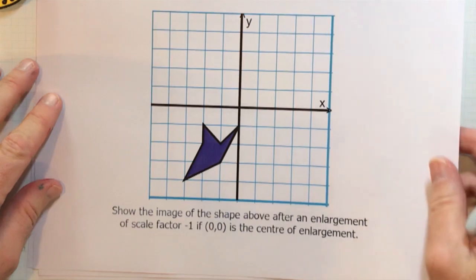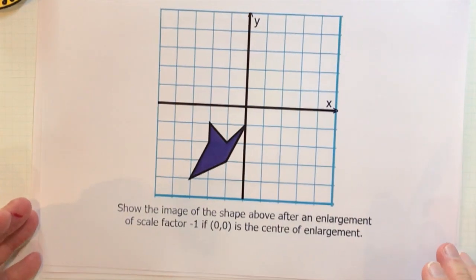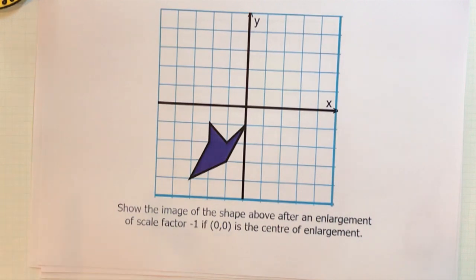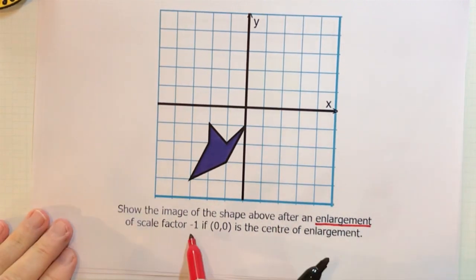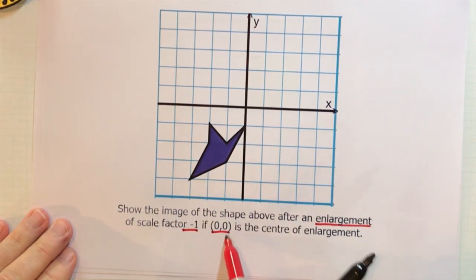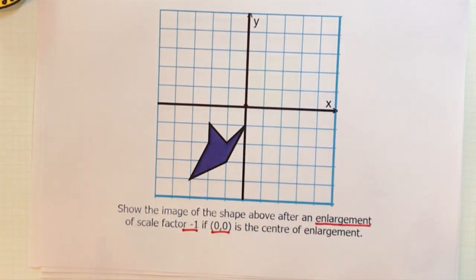And the last example for this level. Show the image of the shape after another enlargement, with a scale factor, oh my goodness, -1. And the center of enlargement is the origin, 0, 0. So the center is there. So what we have to do is exactly the same as we did before.